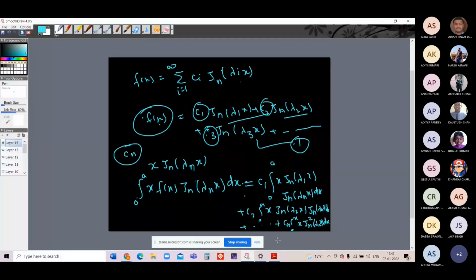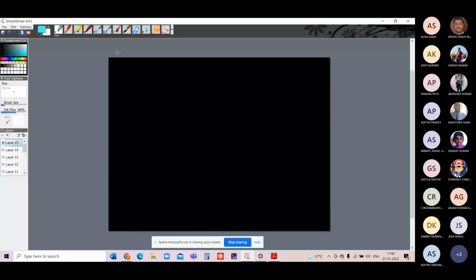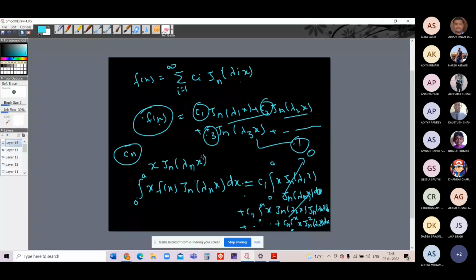You know that by the orthogonality property, all the other integrals will be 0, and only the coefficient c_n remains. So we can find c_n from here. Since n is already used for the order, we will use j as the index instead, both in place of c_n and in the Bessel function.